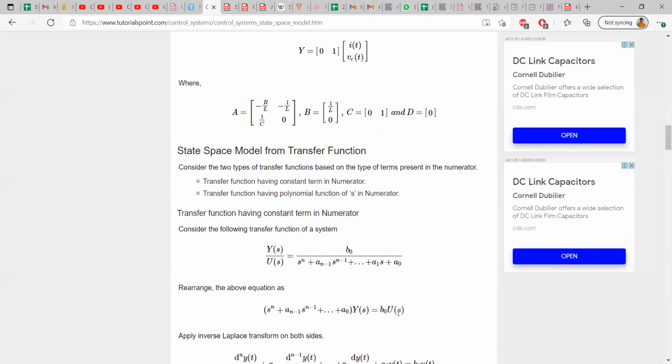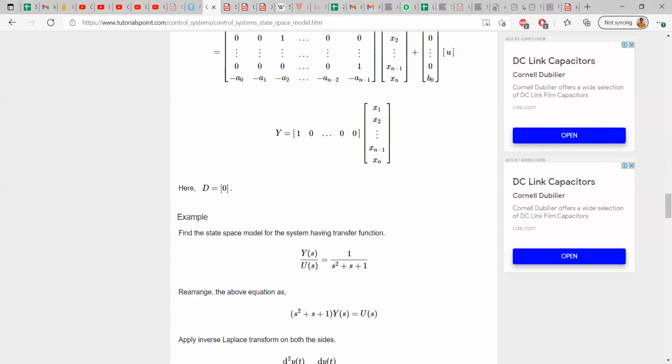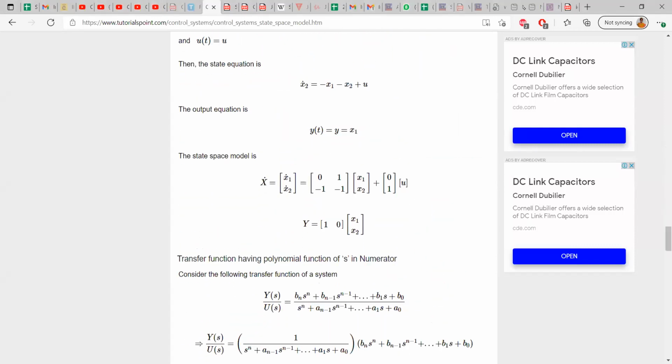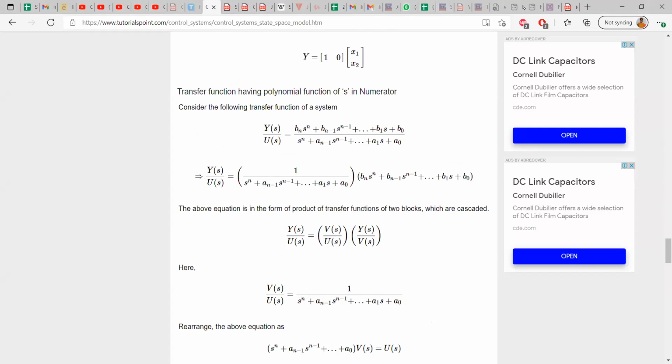Like this. A constant term in the numerator, and we have one more transfer function model having a polynomial function of s in the numerator. Polynomial function of s in the numerator. Like this. If you observe, this is the second model.